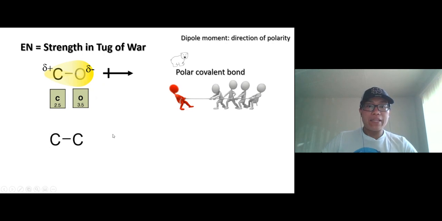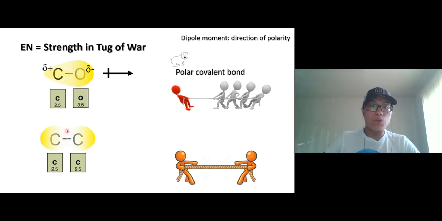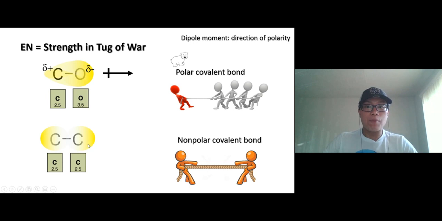Now, in the case of the same atom, like carbon and carbon, the electrons in between in the bond will be shared equally because they have the same strength, the same electronegativity. As a result, the electrons will be shared equally, and there's no polarity here, no dipole moment here. So we call this type of bond a non-polar covalent bond.